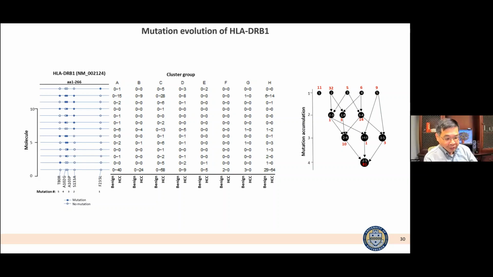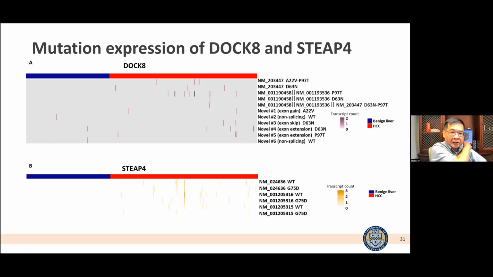Now, one interesting thing about this analysis: did you find any other non-immunological genes with mutation or expression? Yeah, we found a lot of them. Interestingly, DOCK8, a so-called guanine nucleotide exchange factor, is essential for a variety of cell proliferation and cancer-related processes. And we actually found six novel, different isoforms there.